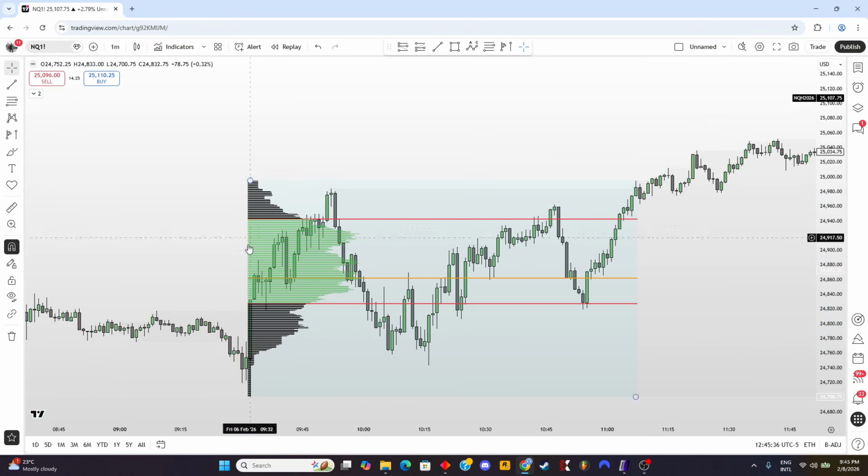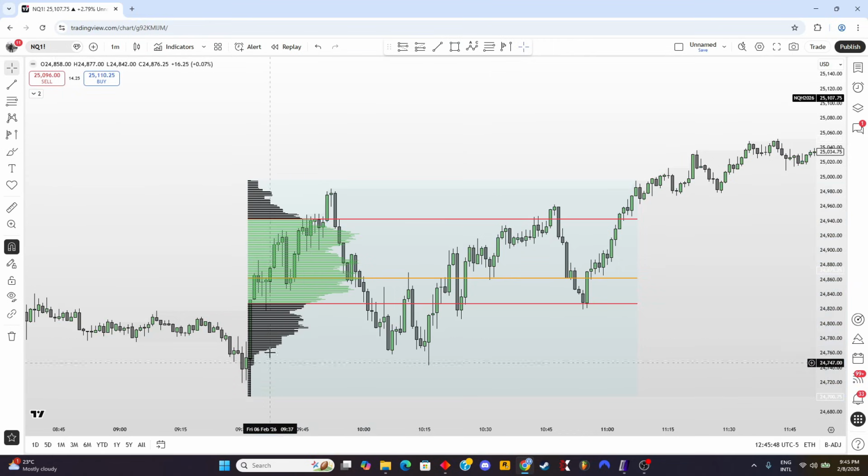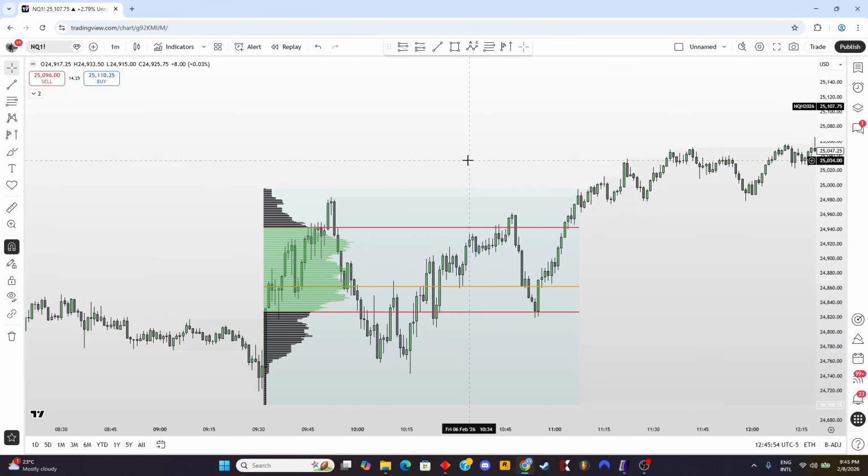So what is the shape of this over here? Is it P shape? Is it D shape? Or is it B shape? If you have noticed, it is clearly a D shape. You can see we have a D. Now, when we have D shapes, you can expect breakouts, significant breakouts. Not all the time, but there's a confirmation I'm going to teach you in this video.